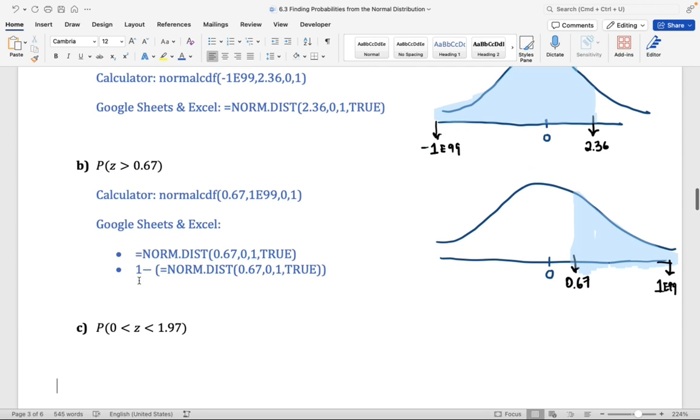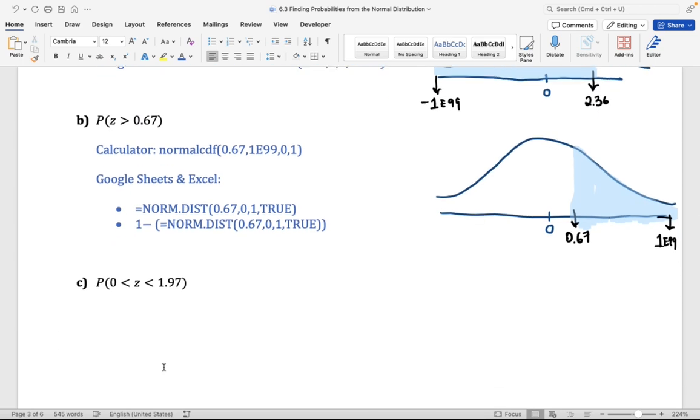Now, for part C, we're being asked to find the probability of a z-score being between 0 and 1.97. Let's go ahead and work a little bit faster here. If we're using a calculator, we're going to use normal CDF. Our lower bound is going to be 0. Our upper bound is going to be 1.97. The mean is going to be 0 and the standard deviation is going to be 1. You're asking your calculator to find you the area between 0 and 1.97, and you're providing the mean and the standard deviation.